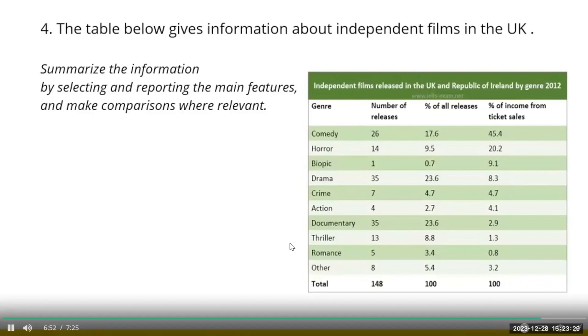So we have number of releases, percentage of all releases, and percentage of income from ticket sale. So here focus on the biggest number, lowest number, similar number, and maybe second biggest number. So that's all we have for our graphics, guys.